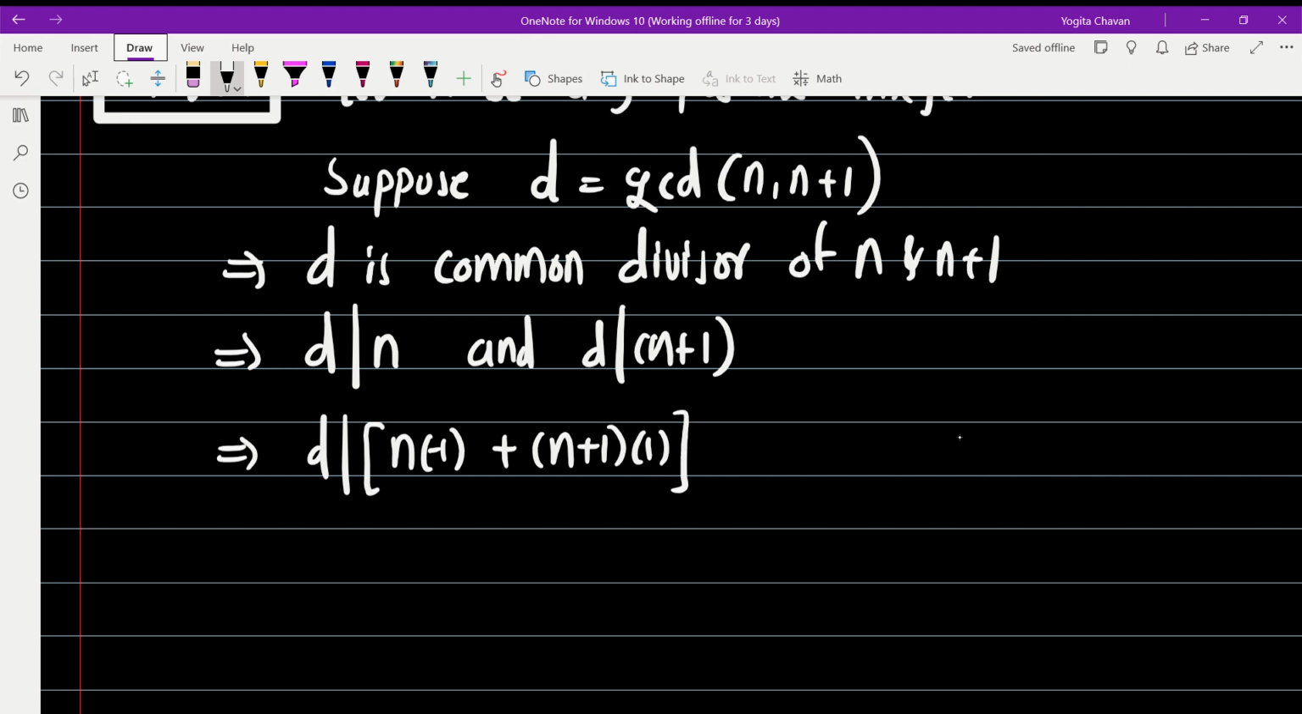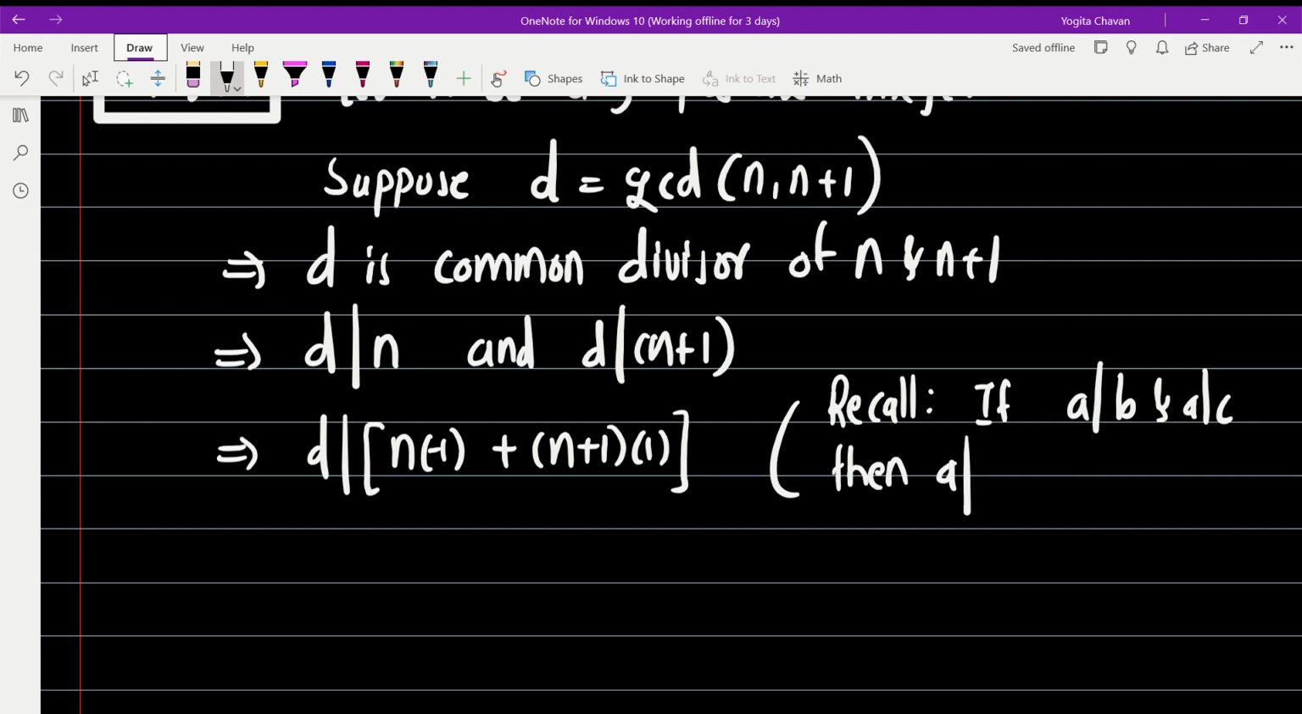Now why is this? So recall one result of divisibility. If A divides B and A divides C, then A must divide Bx plus Cy for any x, y belongs to Z. If A divides B and C both, then A must divide all possible linear combinations of B and C. So that is, A divides Bx plus Cy.